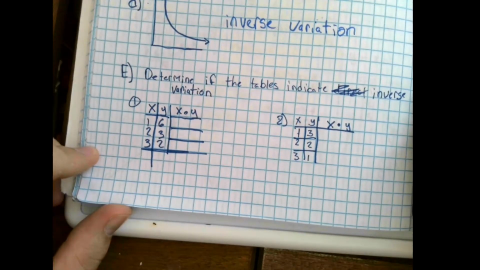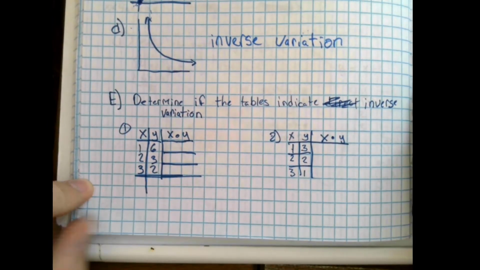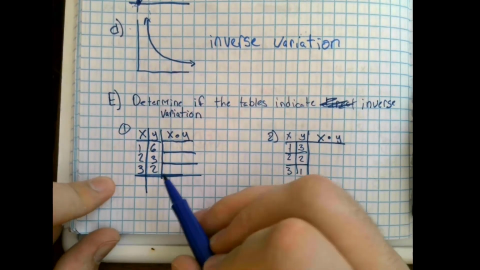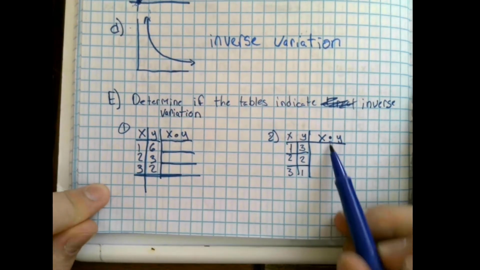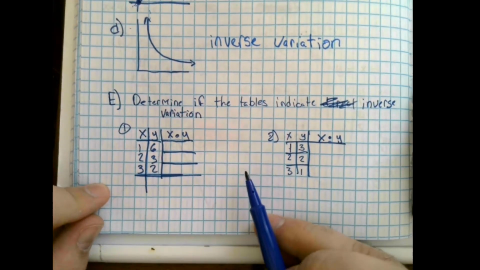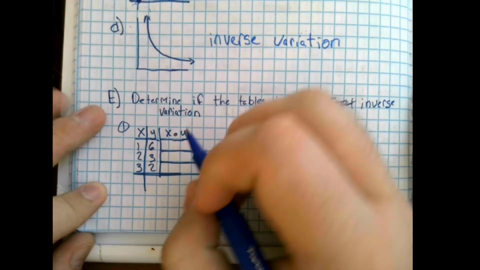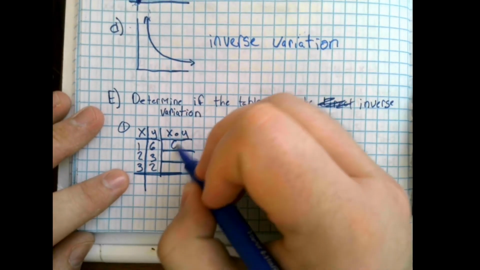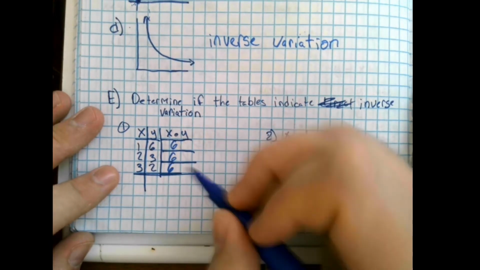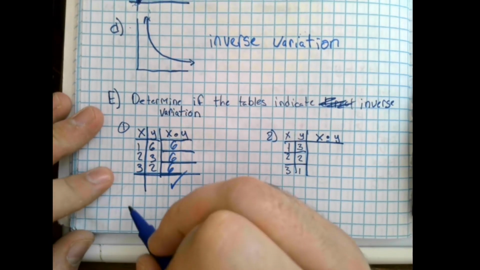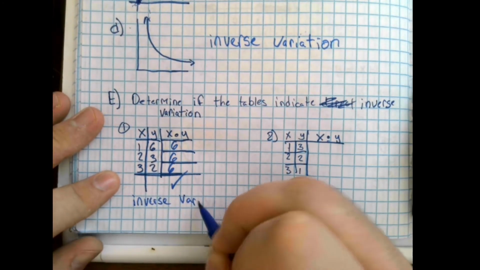E gives us two tables and says determine if the tables indicate inverse variation. Well, to do that, we find the product. If they have a constant product, multiplication, then they have inverse variation. Now, 1 times 6 is 6. 2 times 3 is 6. And 3 times 2 is 6. They do have inverse variation.